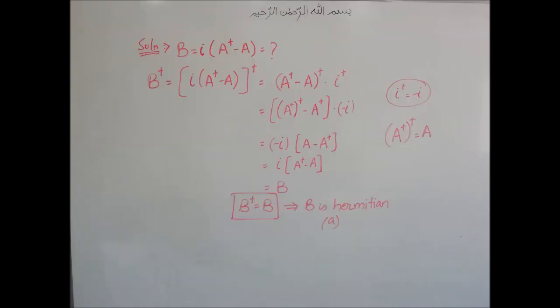We'll consider that iota A dagger minus A to be equal to B, and then we'll find B dagger. B dagger will be the entire thing conjugate, this Hermitian adjoint. Then 2 points you have to remember here: I dagger is equal to minus I, and A dagger, the whole dagger, is equal to A. So solving all that, you'll get that B dagger is equal to B. So that is a property of Hermitian matrix. So this entire thing, iota A dagger minus A, is Hermitian.